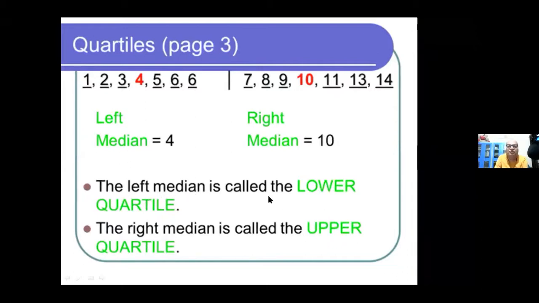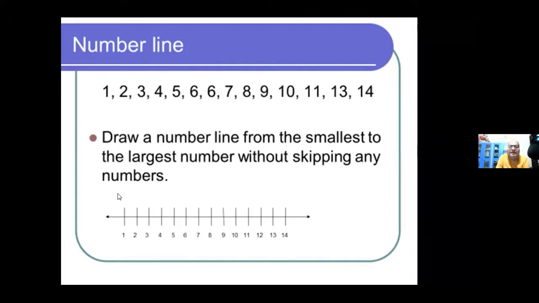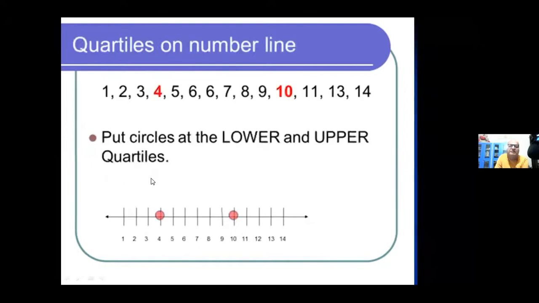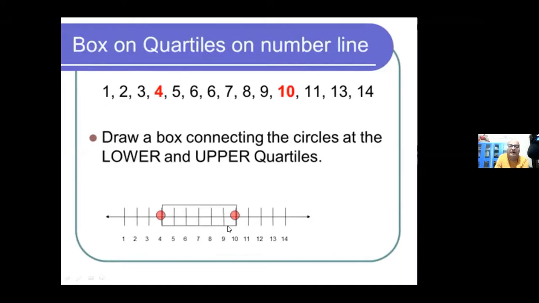Yesterday, Dr. Ashok very clearly explained that the left median is called the lower quartile, and the right median is called the upper quartile. In a similar way, we draw a number line from 1 to 14, from the smallest to the largest number without skipping any number. And we have 4 here, and 10 is the upper quartile here in this diagram. Just as I did here, draw a box with a circle at the lower and upper quartile. I have made this box.